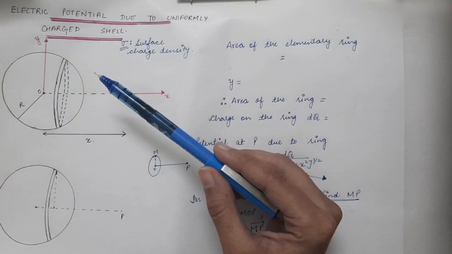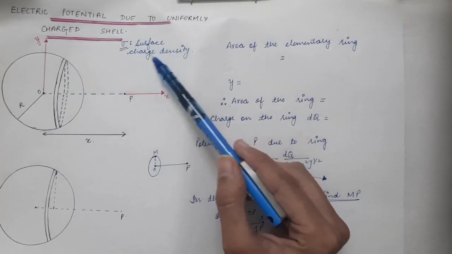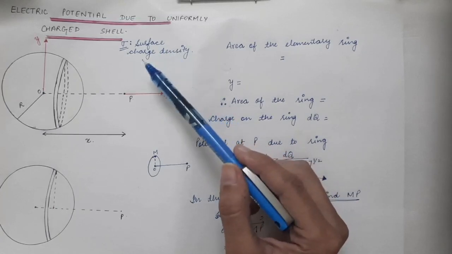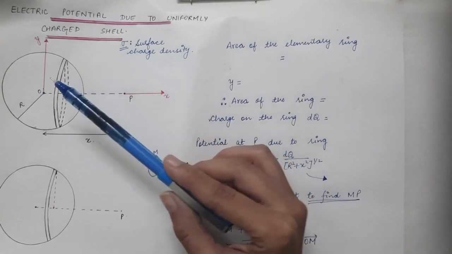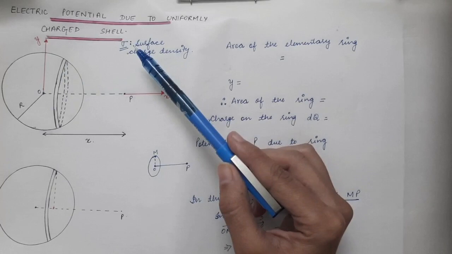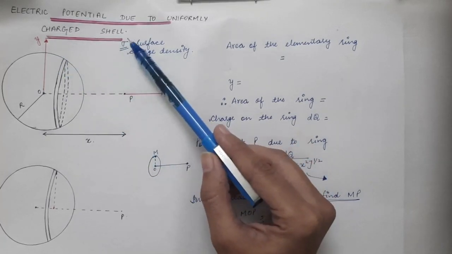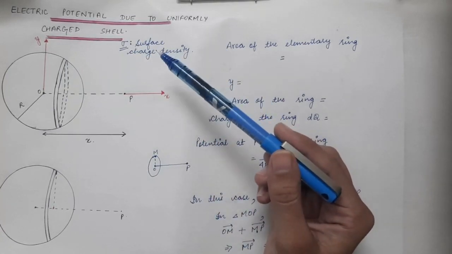The charge is present only on the surface, and let's consider sigma as the surface charge density. Surface charge density is the charge present in unit surface area of this shell. So if you take a unit area on the surface of this shell, the charge present on that particular area will be equal to sigma. That is how we define the surface charge density.